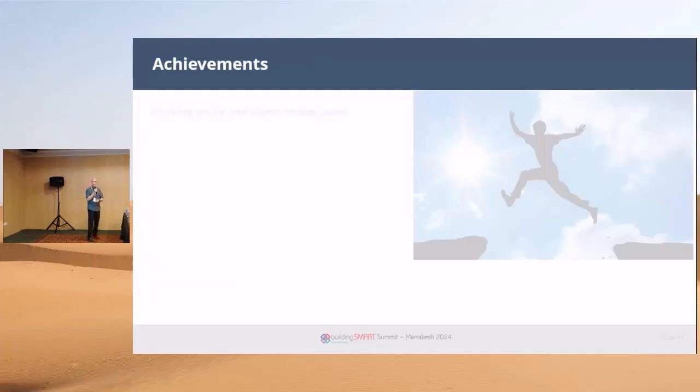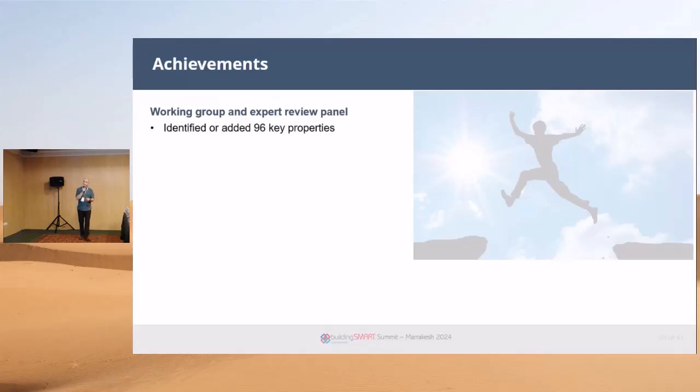So achievements over the project overall, the working group and expert review panel. In addition to geometry in buildings and the basic geometry, which kind of goes without saying, we identified an additional 96 key properties to be added into the dictionary, or at least identified existing ones which were key to this workflow.